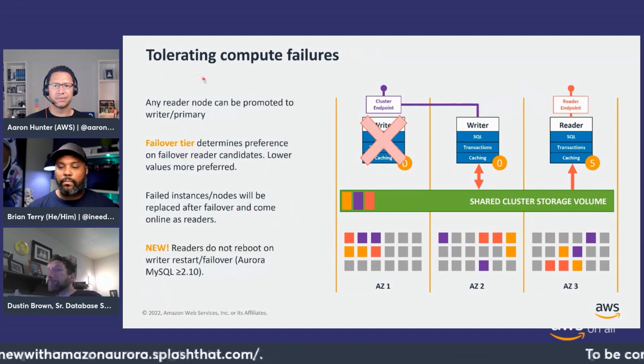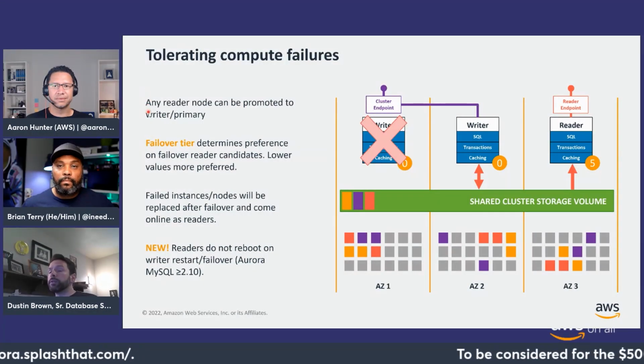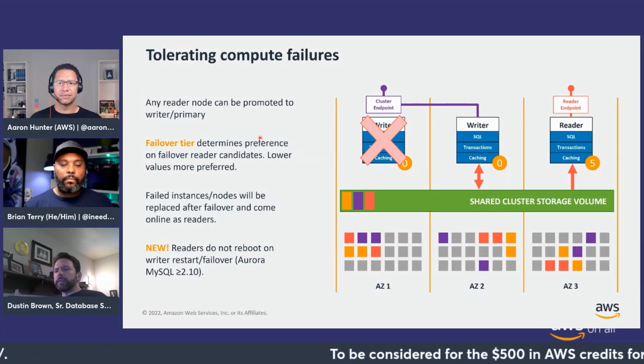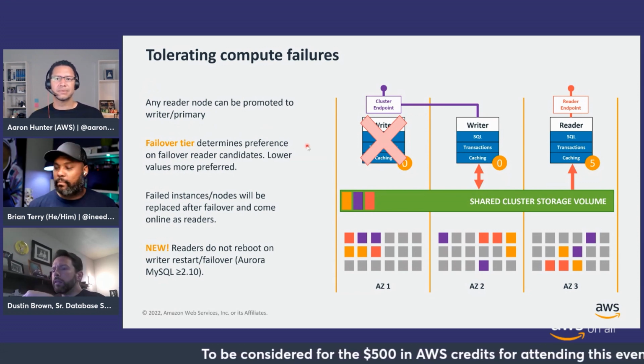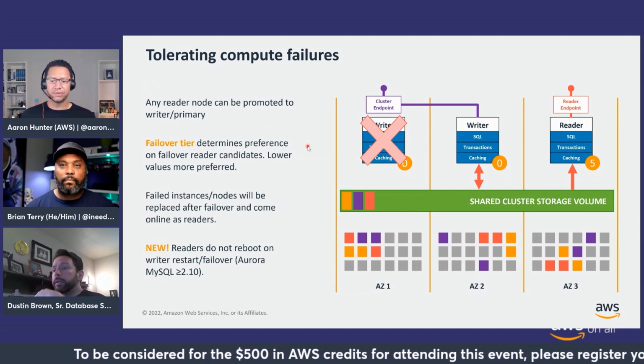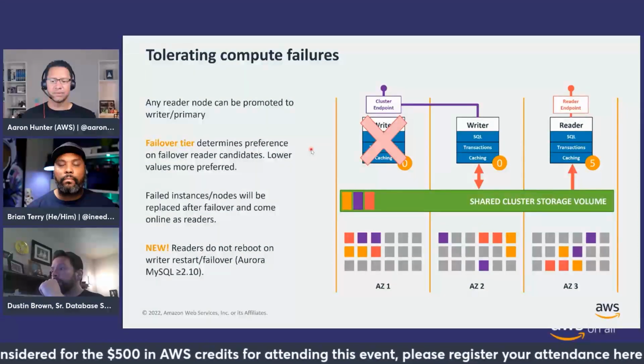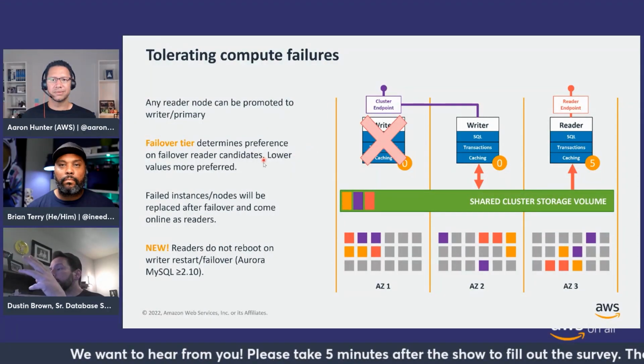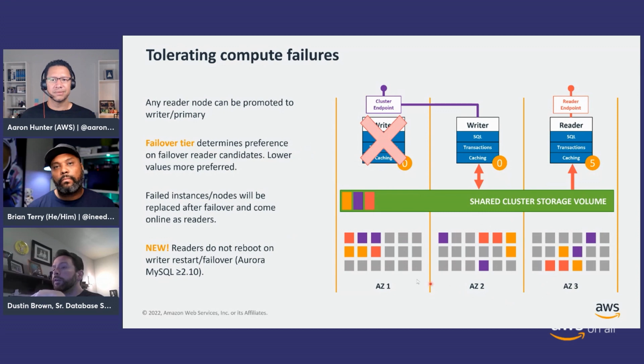So tolerating compute failures, any reader node can be promoted to the writer primary. This is why it's important to put a little bit of thought into where you're going to be putting your read replicas in different availability zones. It's automatically cached across these 3 availability zones. However, you do have the opportunity to put a failover tier priority to determine the preference of failover for reader candidates. Lower values are more preferred for the failover. And failed instance nodes will be replaced after the failover and come online as readers.